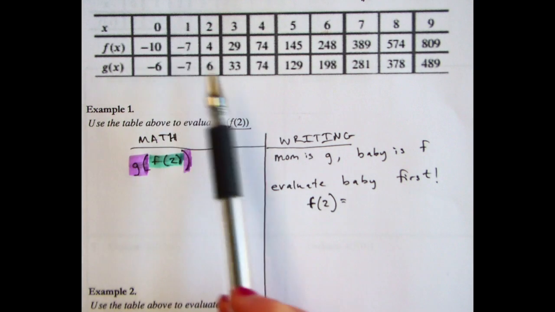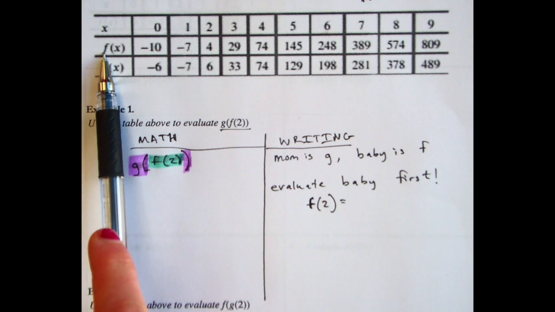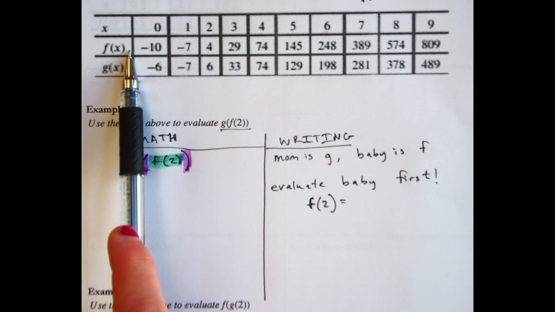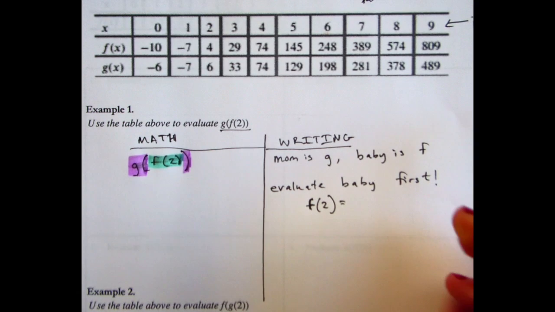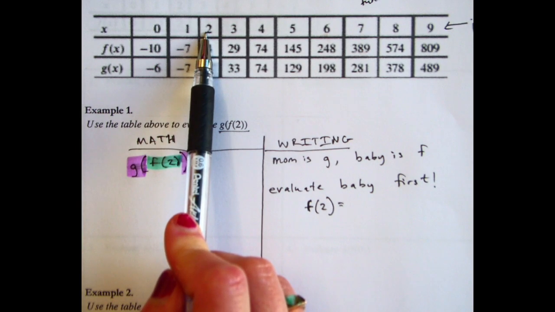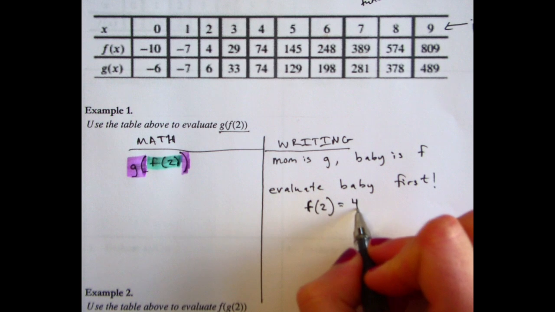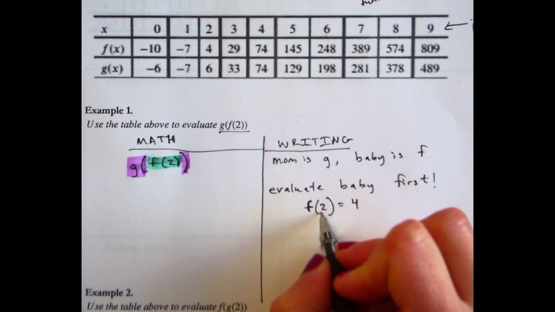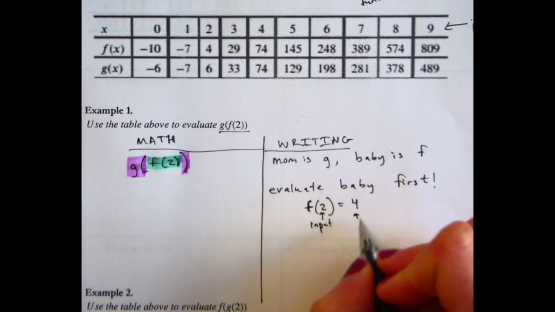I'm going to look at f, and I'm going to look for where my input is equal to 2. When x is 2, f of x, or the output, is 4. So a little reminder that 2 is my input, or my x value from my table, and 4 is my output, or my f of x value from my table.